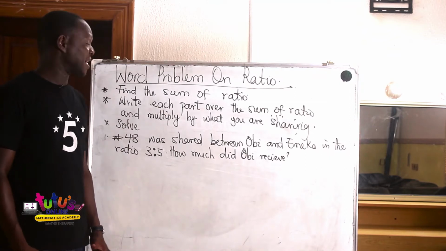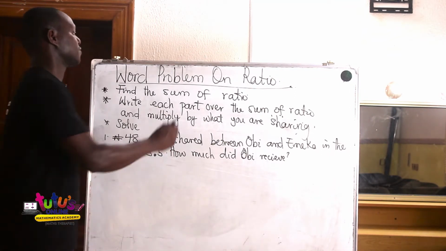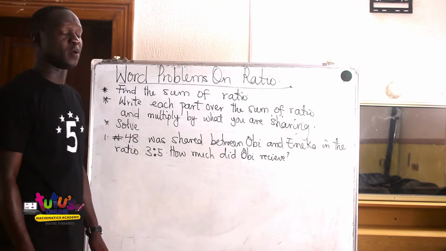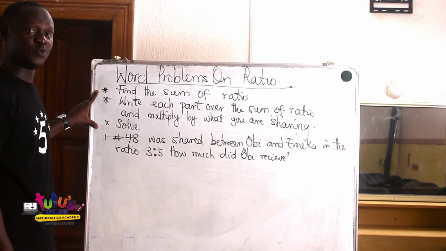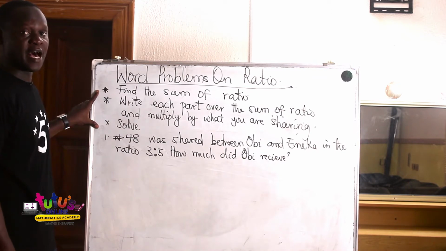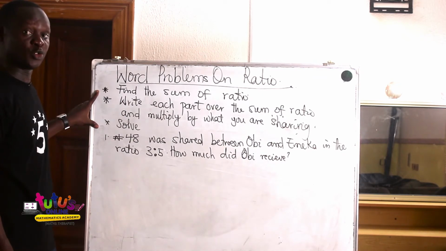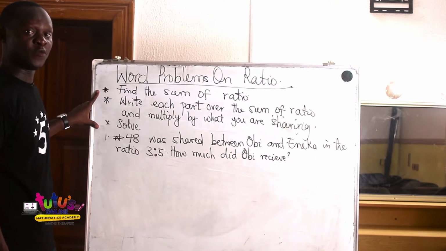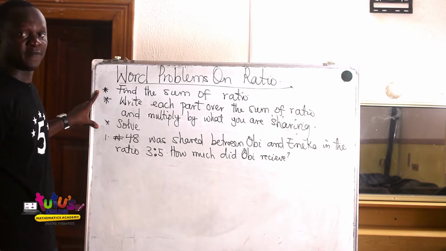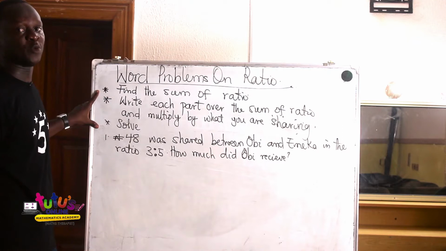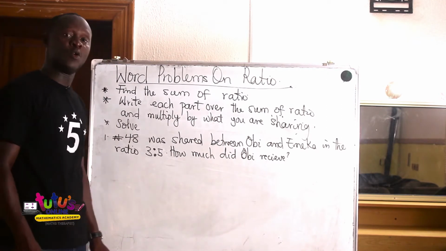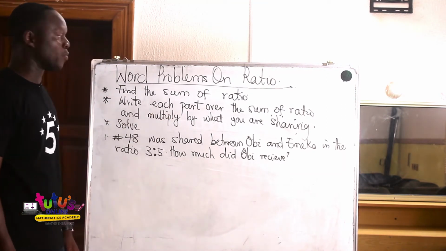Good. We are looking at word problems on ratio. I just wrote down some simple steps which you would follow to arrive at the solution to the question you're given. We've gone through the definition, how to simplify ratio, how to write it as a fraction, how to simplify by whole numbers, fractions, decimals, and equivalent ratio. So right now, we'll be looking at word problems on ratio.